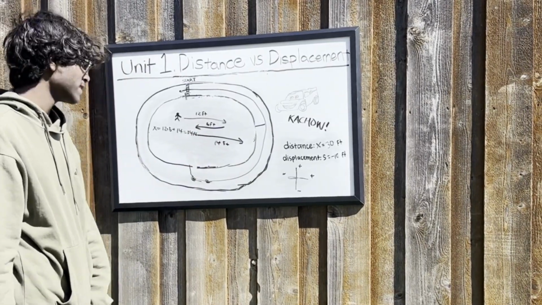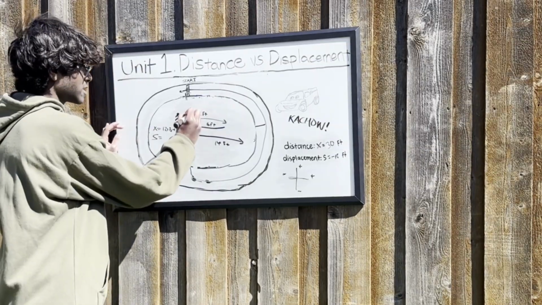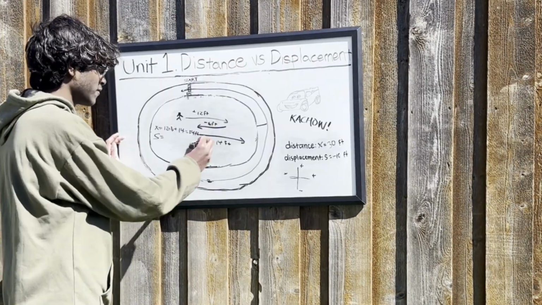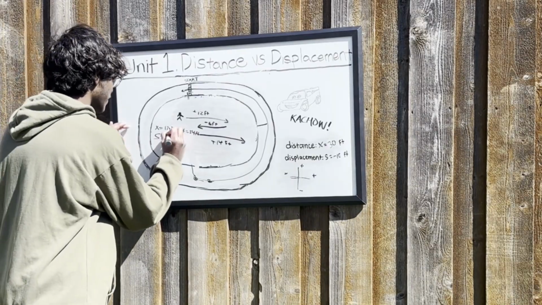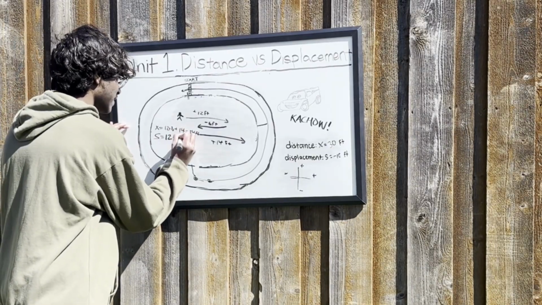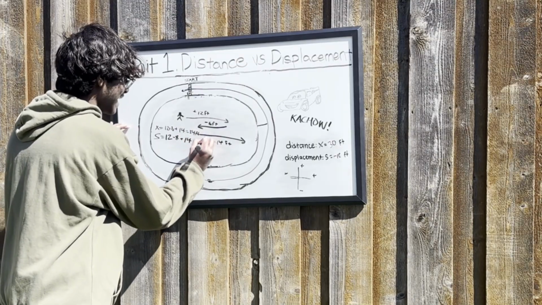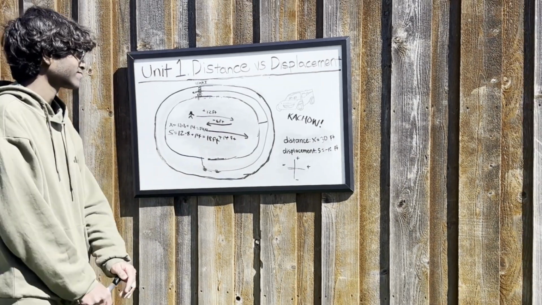Well, what is his displacement? Well, he went 12 feet to the right, so that's positive. He went 8 feet to the left, which is negative. And he went 14 feet to the right, again, which is positive. So we got 12 minus 8 plus 14, which equals 18 feet as his displacement.